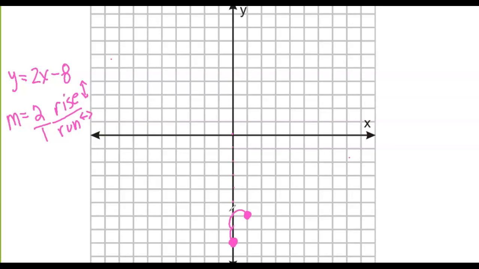Can I do that again to make a third point? Absolutely. Up 2 over 1. Could I keep doing that for a whole bunch of points? I could, but I don't need to. Once I have my 3 points, I can take my straight edge. I can line up all 3 of those points. And I could connect them. There's the line for that equation. So everybody should have a line for that equation.